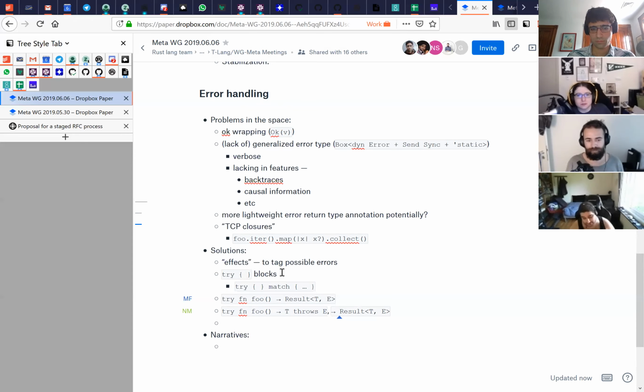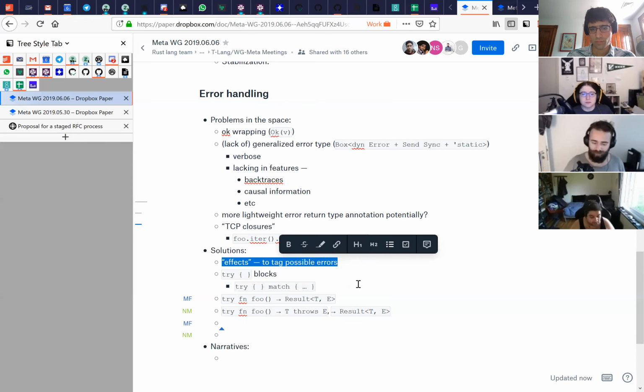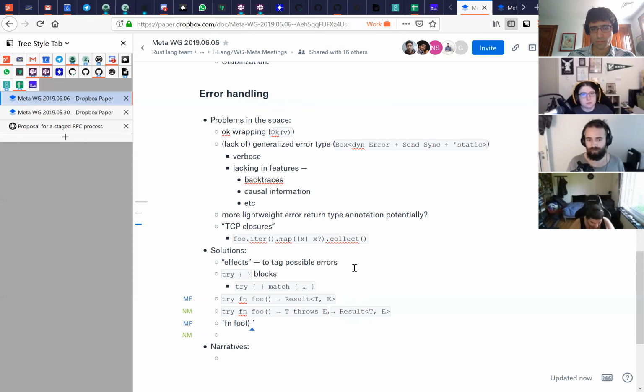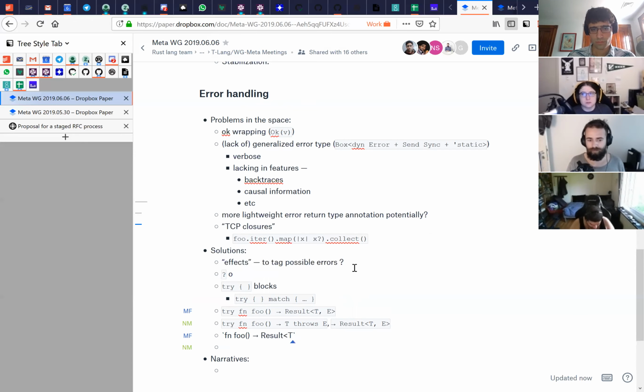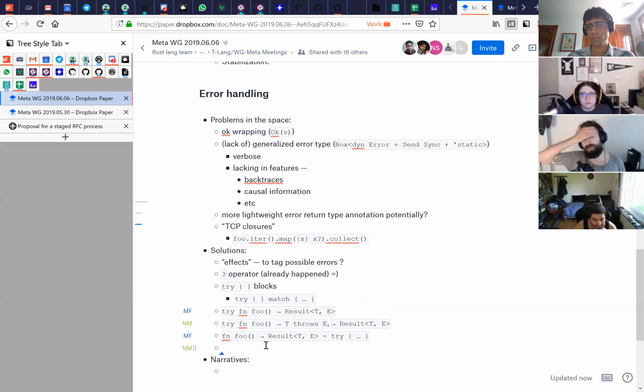And there's also one lightweight idea I had, which isn't specific to error handling and effects. It's just syntactic sugar, which would allow you to write something like FN through, which is just a more lightweight way to denote the body of a function, basically. Not to mention, I've been debating about writing this procedural macro.